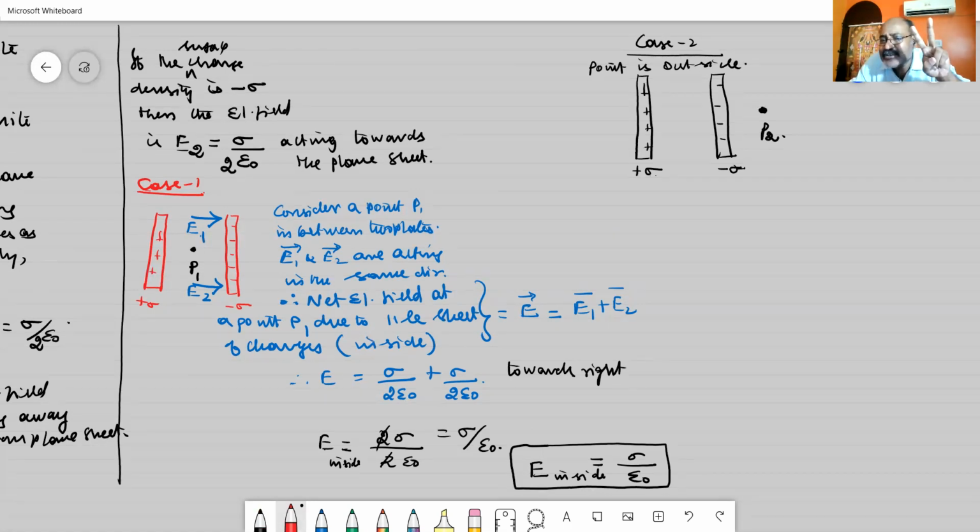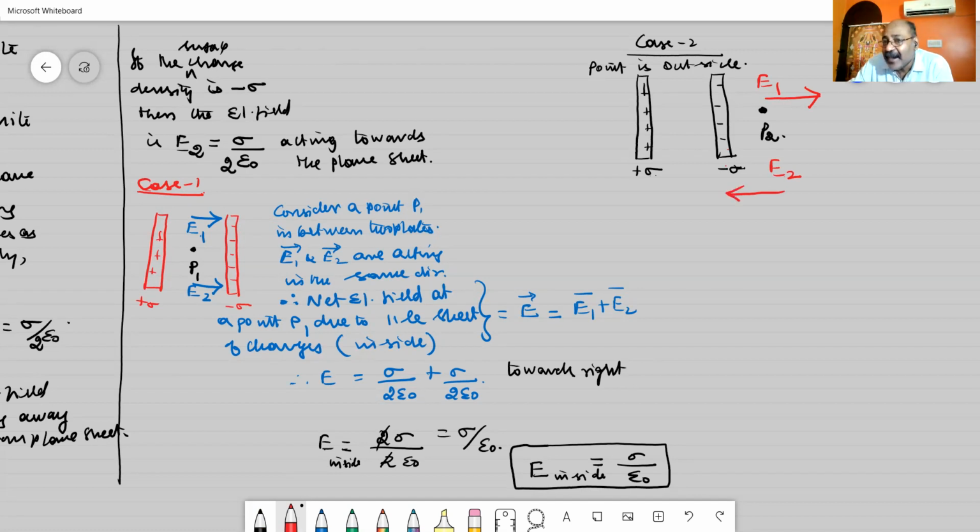One due to the positive charge and another one due to the negative charge. Due to the positive charge, the electrical field is E1. Due to the negative charge, the electrical field is E2. See, due to the positive charge, if the electrical field is E1, it is acting away from the positive charge. The electrical field E2 due to the negative charge is acting towards the negative charge.